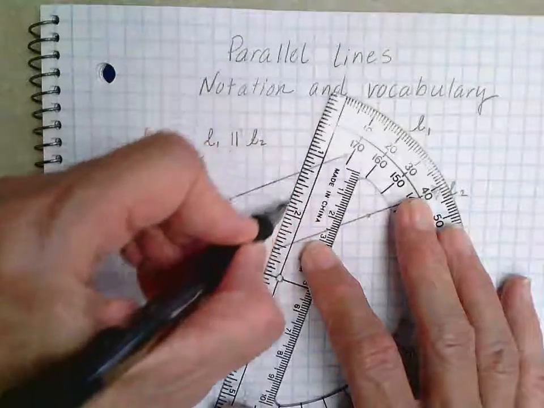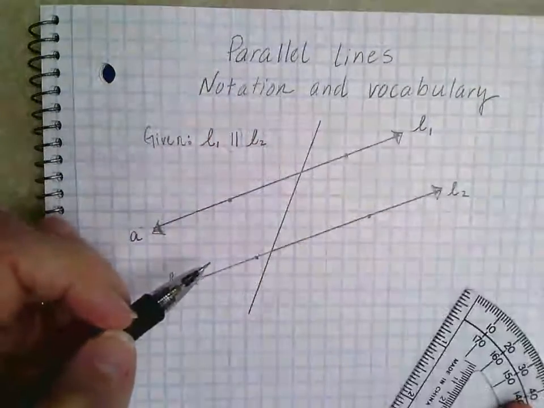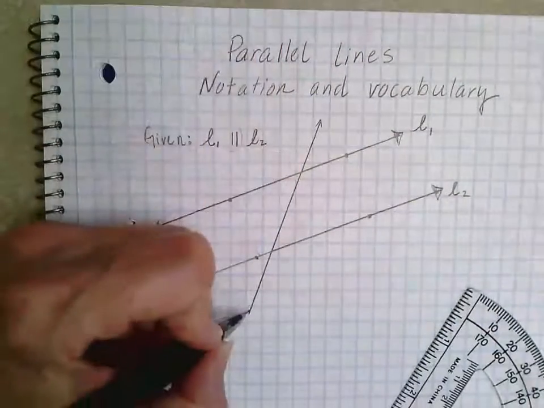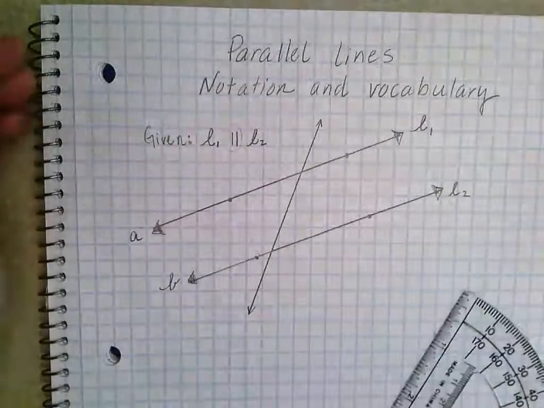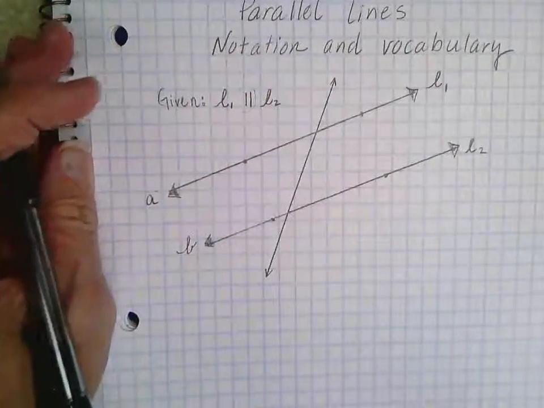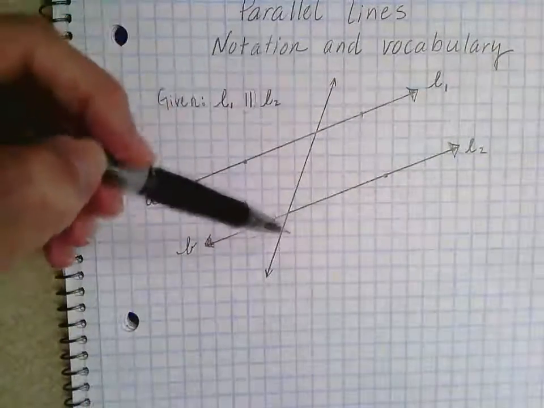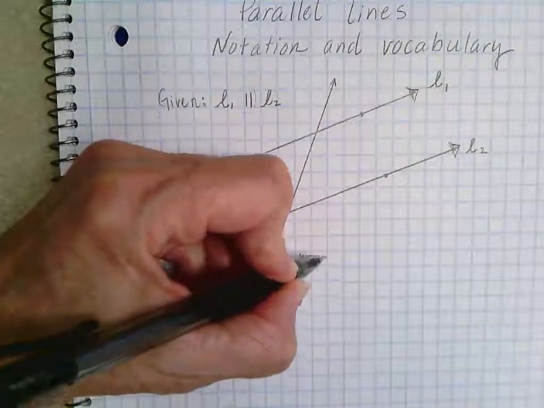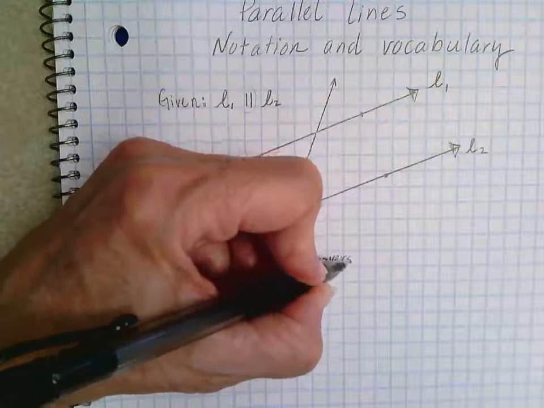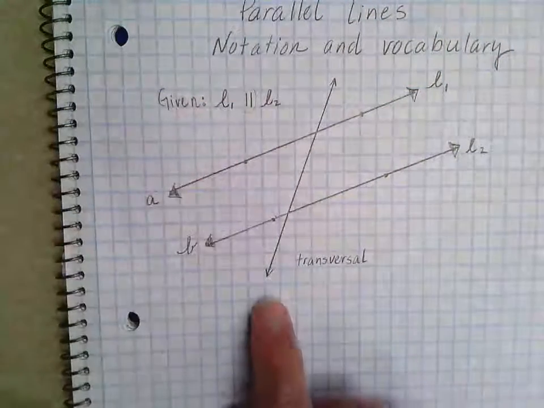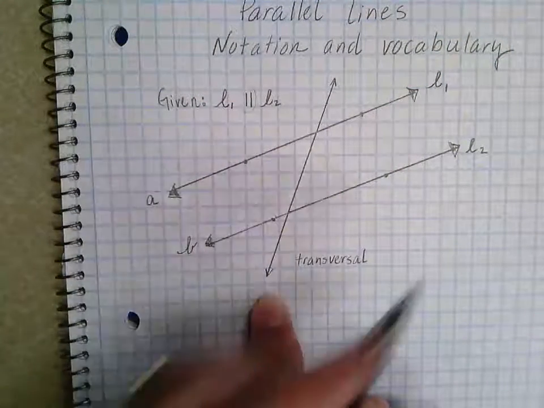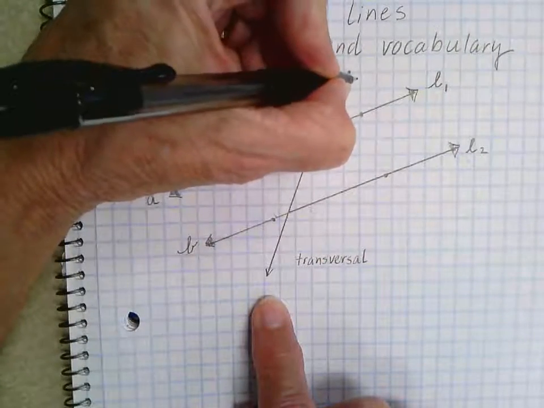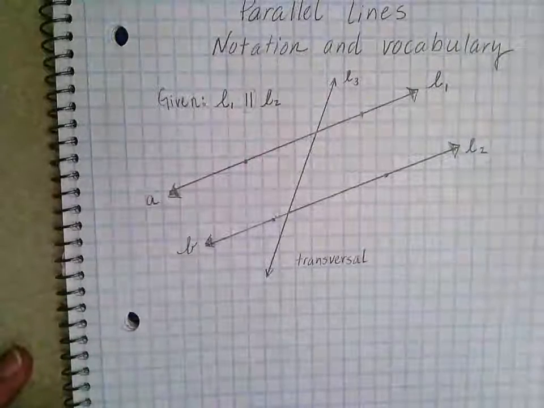So I'm going to have a line that is not parallel to L1 and L2, or line A and line B, and it is going to cut across. And this line is referred to as a transversal. And it oftentimes will also have a label. So it will be L3 perhaps.